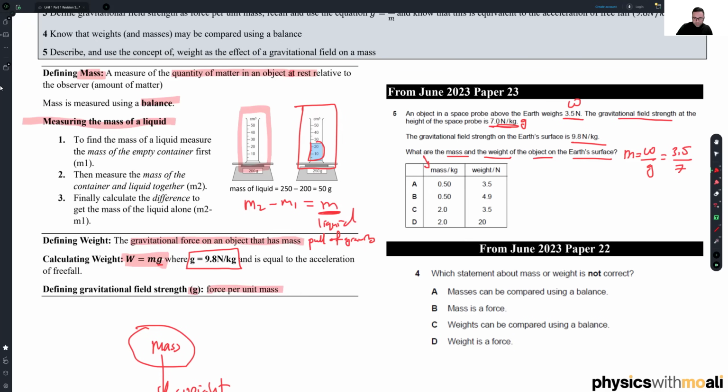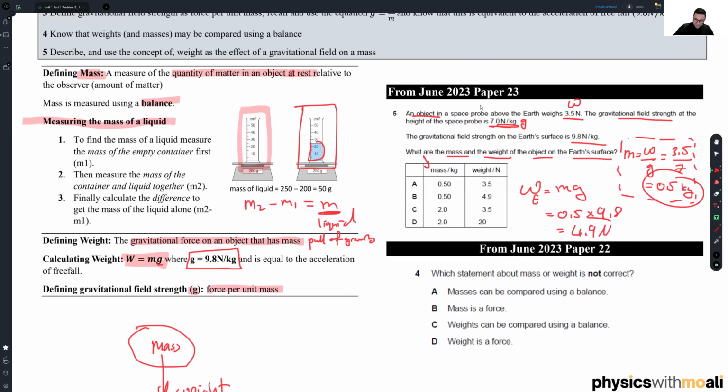3.5 over 7. This gives me 0.5 kilograms. Cool. Now that we have the mass of the object in space, it is the same mass as the object on Earth. So the mass doesn't change. The weight could change, but the mass doesn't change. Okay? So now we calculate the weight on Earth. That's mg, which is 0.5 times 9.8. That gives us 4.9 newtons.